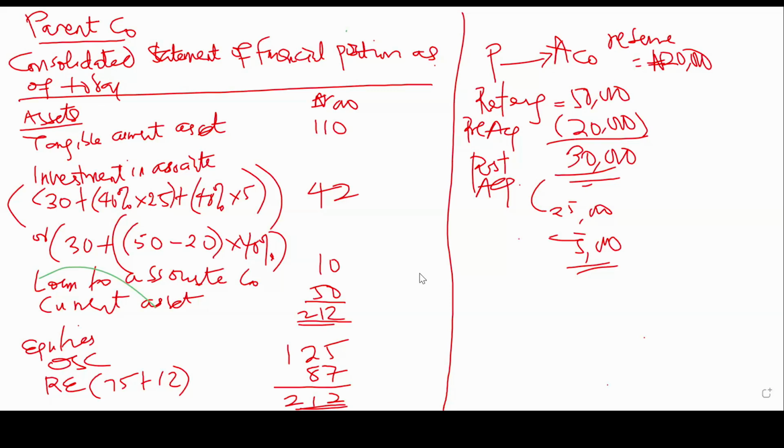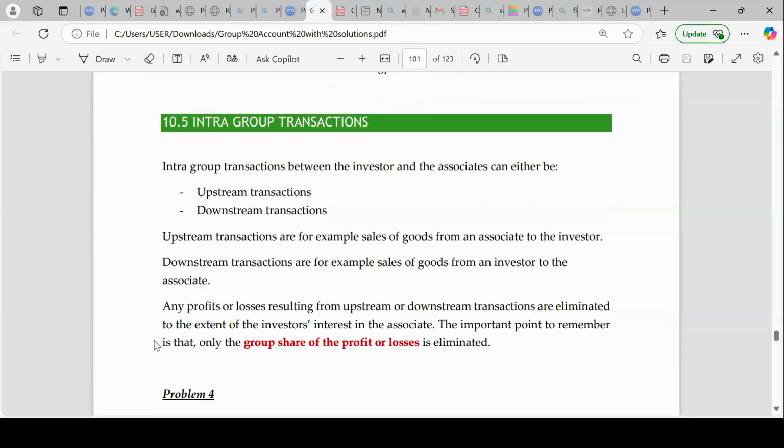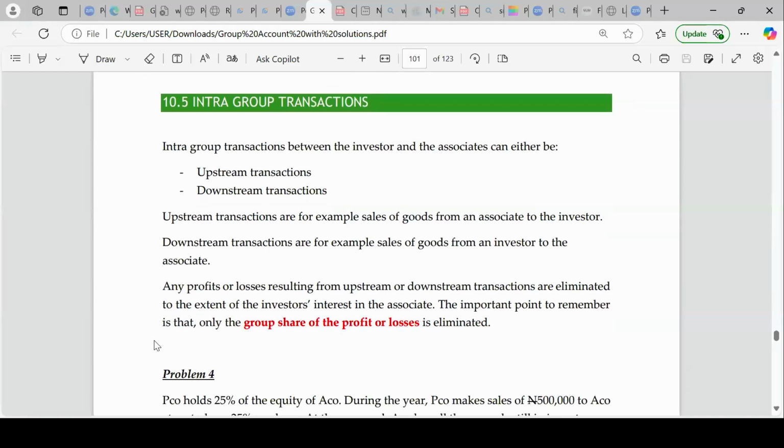So briefly, I would just like to go back to the notes. When we come back to the notes, the next thing is intra-group transaction. I want to use this explanation. So we could also have intra-group transactions.